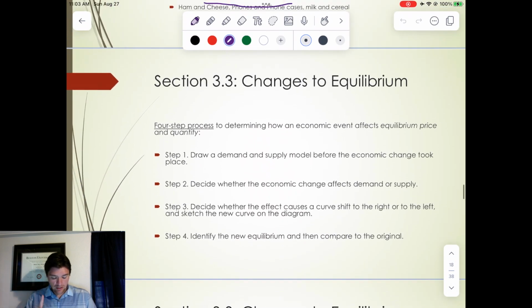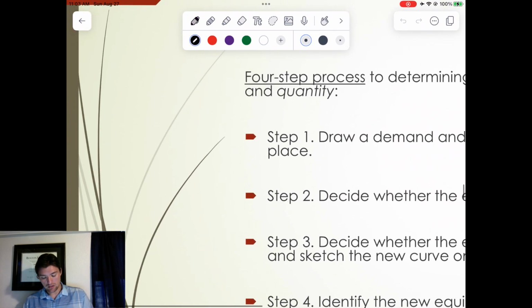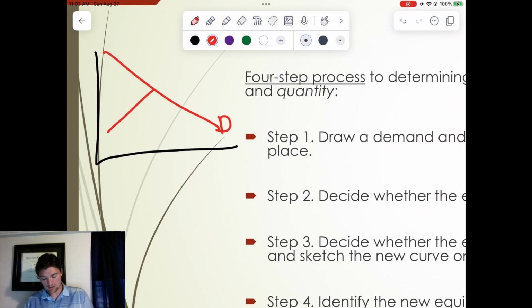So when it comes to changes to the equilibrium, what we're going to do is a four-step process. And this four-step process is to determine how an economic event affects equilibrium price and quantity. So step one is going to be drawing the demand and supply model before the economic change happens. Basically what we're trying to do here is draw the demand and the supply, and then you'll draw the price. Remember, P0, Q0. This is our starting point.